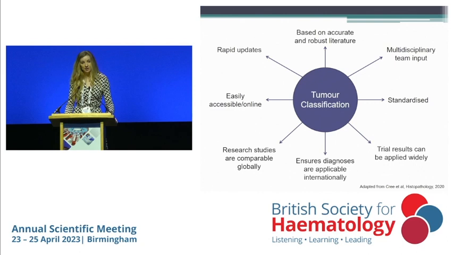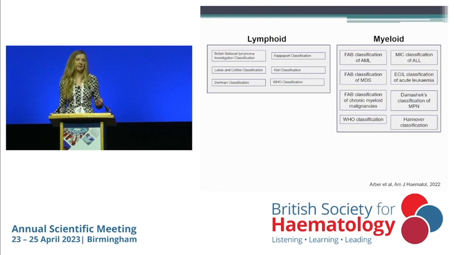So historically, for both lymphoid and myeloid malignancies, prior to the WHOs, this was very much focused on single institutions or regional classifications, particularly for lymphoid diseases. With respect to myeloid, it was very much by disease subtype, mostly by the FAB classification group.